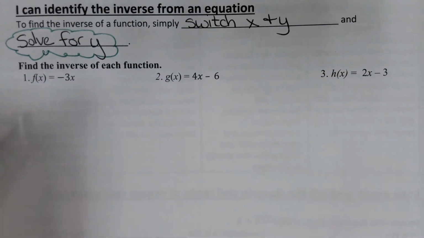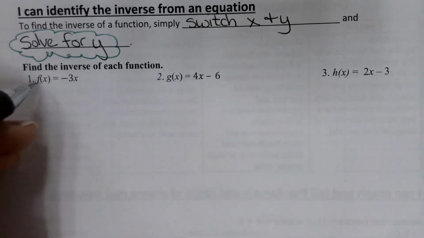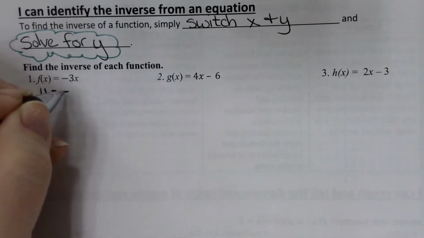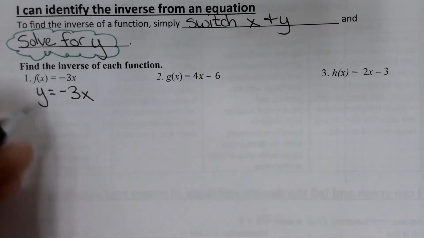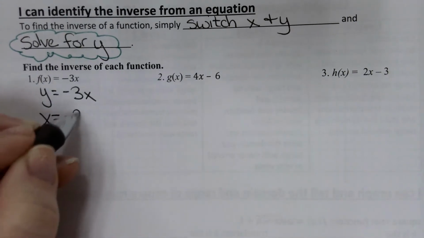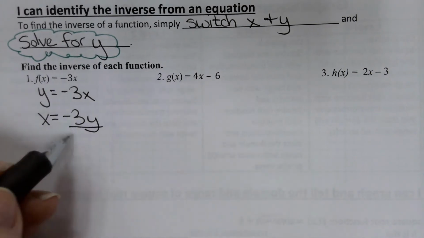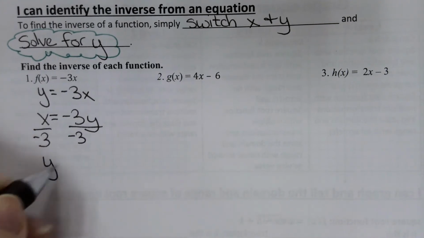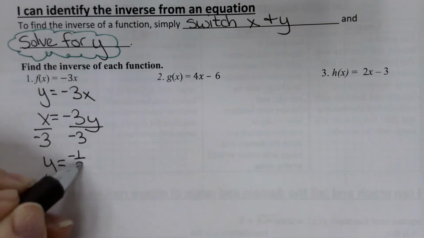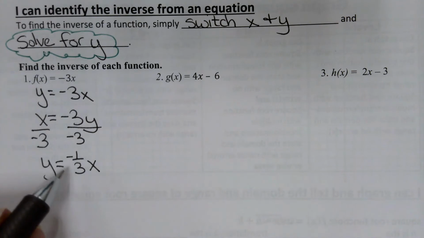You might be looking at this and going, there's not even a y in there, Mrs. Rodriguez. Well, you're right. f of x is what's standing in for y. So the first step would be to rewrite it with a y. And we're going to switch x and y. So it becomes x equals negative 3y. And then solve for y. So we'll need to divide both sides by negative 3. So y will equal negative 1/3 x. That's the inverse.